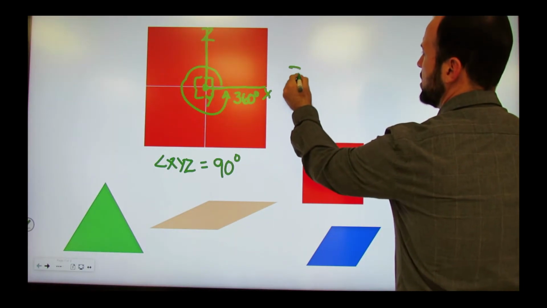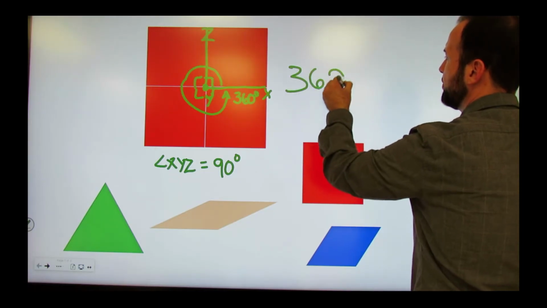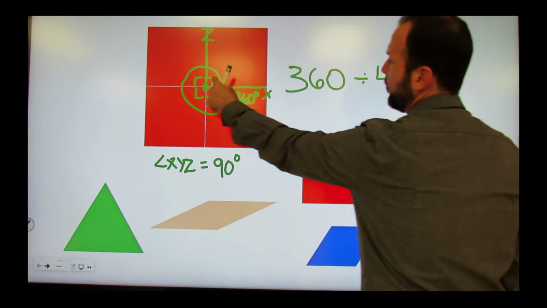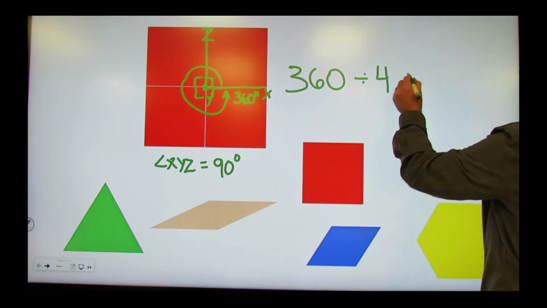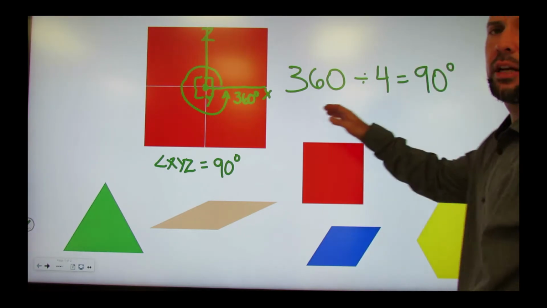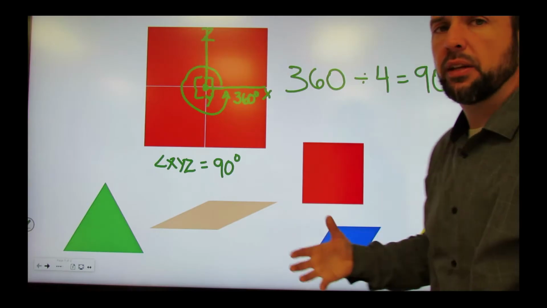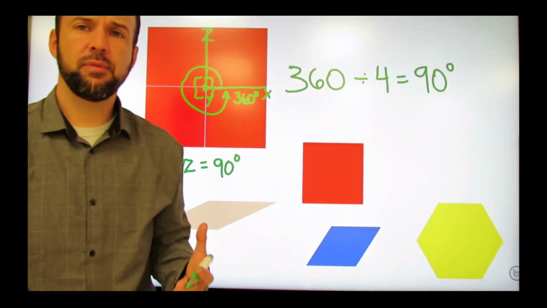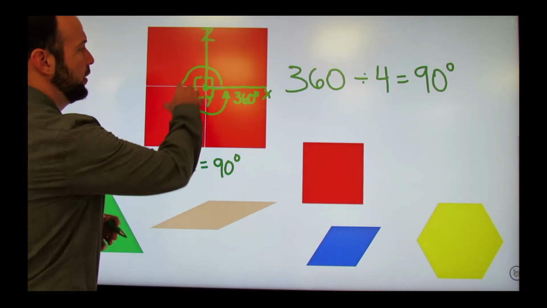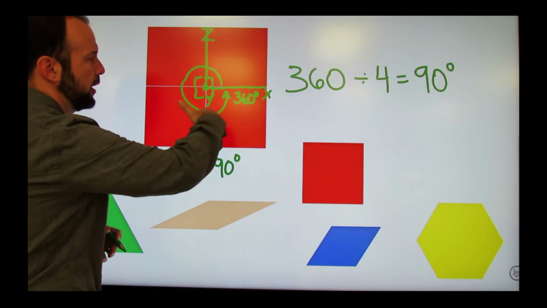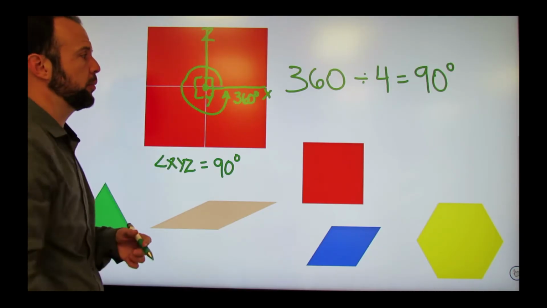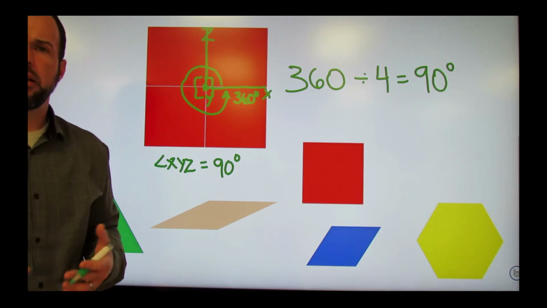What I could do is take that 360 and divide it by 4, because we had 4 angles that met here in the middle. I could divide that by 4 and I would get 90 degrees. So 360 divided by 4 would give me 90 degrees. That's a way I could figure out, or calculate, the angle of a shape based upon that 360 degrees, based on the idea that to get all the way around that central point would be 360 degrees. Okay? Not too bad so far.